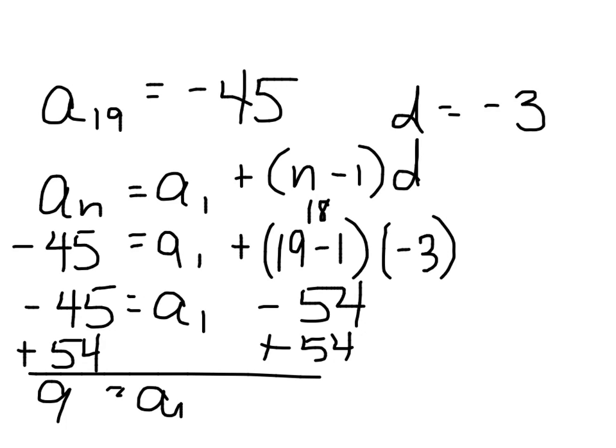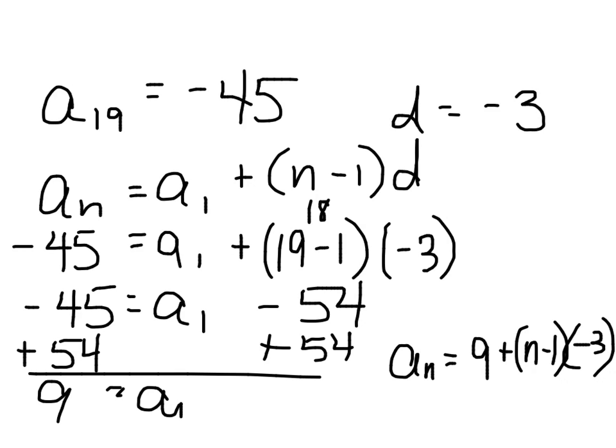Now, can you write the rule? As long as you know what a1 is, and as long as you know what the difference is, you can write the rule. So a sub n equals, what was the first term again? 9 plus n minus 1 times the d. Then the only other part that it will ask you to do from there is to also graph the first 6 terms of the sequence on a problem like this.